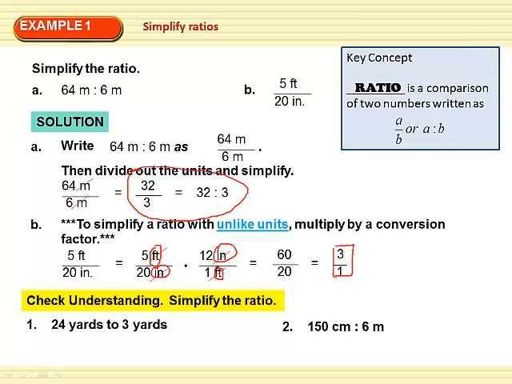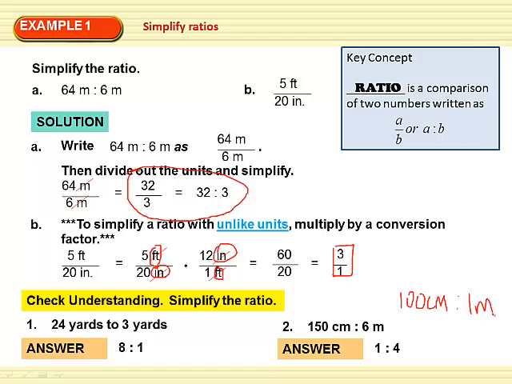Okay, so we have simplify the ratio, 24 yards to 3 yards. Well, they have the same units, so all you do is cancel them out, and you get 8 to 1. For the next one, there are 100 centimeters in 1 meter, so that's what I can give you, 100 centimeters for every 1 meter. Use that conversion to solve, and your answer should be 1/4.